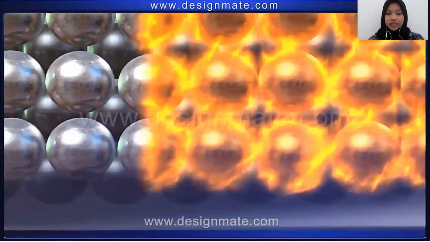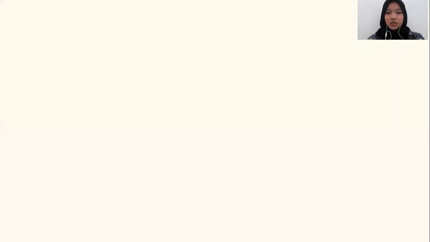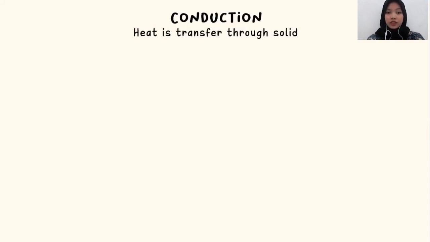Okay, that's for the conduction. So, from the video, you can say the conduction is heat transferred through solid. In the video, the solid is metal, the iron rod. Now, what are the examples of conduction?